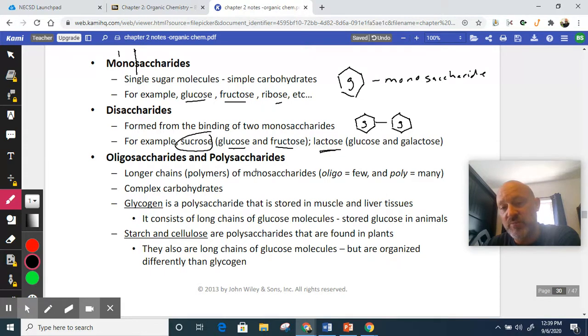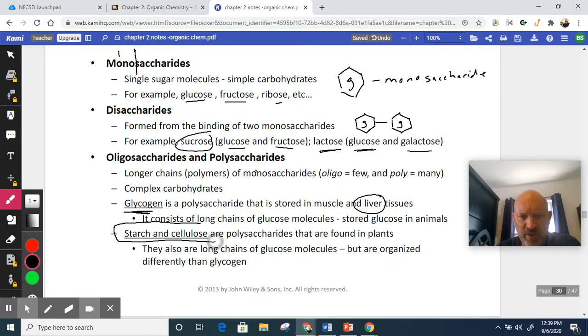Lactose, the sugar that's in milk, is a disaccharide. It's formed when we combine glucose with galactose. All right. And then we get long chains when we combine many, many, many individual carbohydrates together. Remember, glycogen is how we store glucose in our livers, right? So this is an animal product. Starch and cellulose, these are plant products.